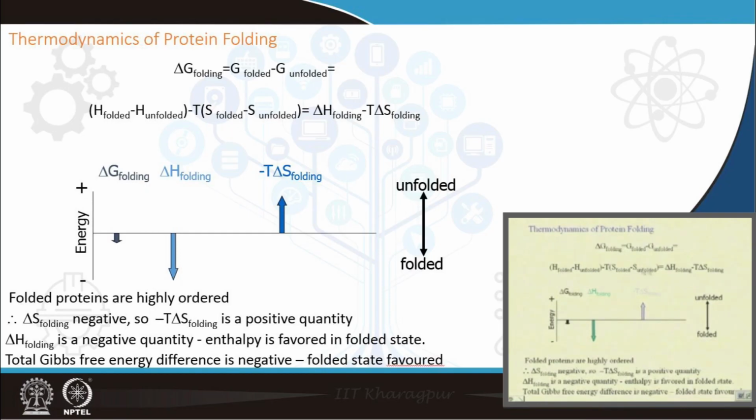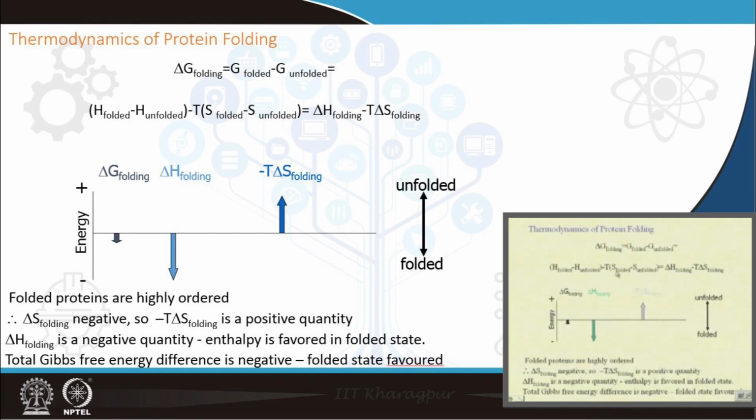If we consider now the form of delta H folding minus T delta S folding, we recognize that we can also open these up into the initial and final components. So the delta H folding is going to be H final, that is H folded, minus H initial, that is H unfolded. Similarly for delta S, we can have S folded minus S unfolded.